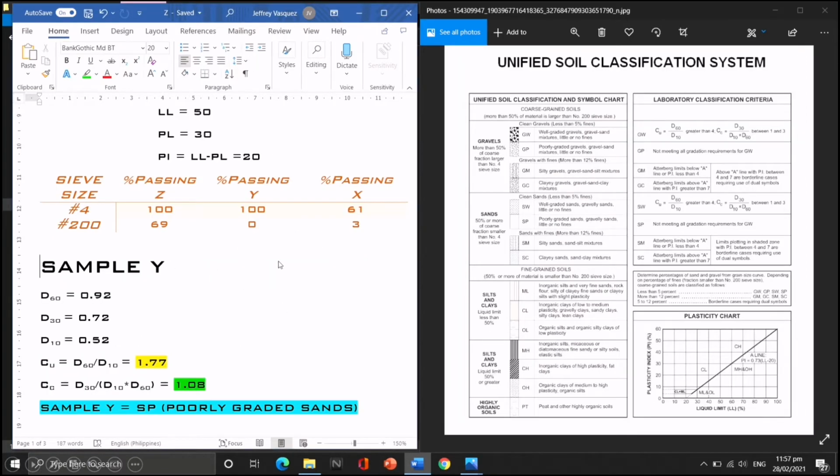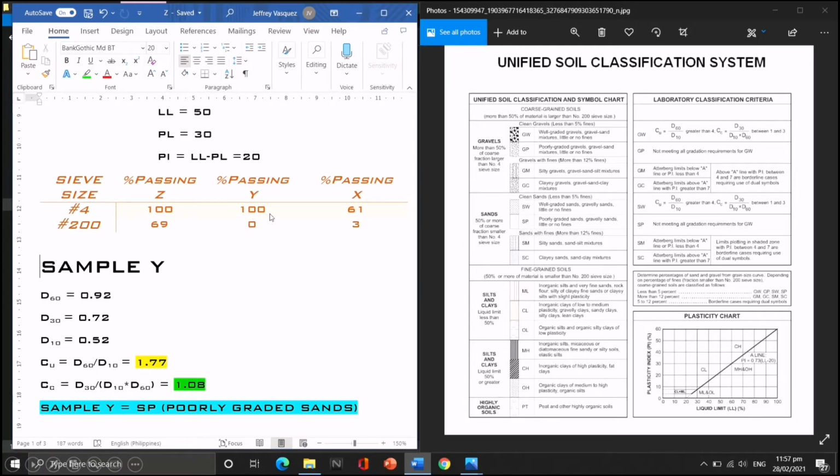Ngayon, sa sample Y naman, una pa rin natin gagawin ay identify ang coarse-grained soil at fine-grained soil. Ngayon, nasa 0 ang passing percent niya sa 200, which means larger. Mas maraming, mas malaki. So, kailangan natin i-identify kung gravels or sand siya gamit ang retain ratio. Ngayon, ang retain ratio ay nakukuha sa retained ng number 4 over retained ng number 200.